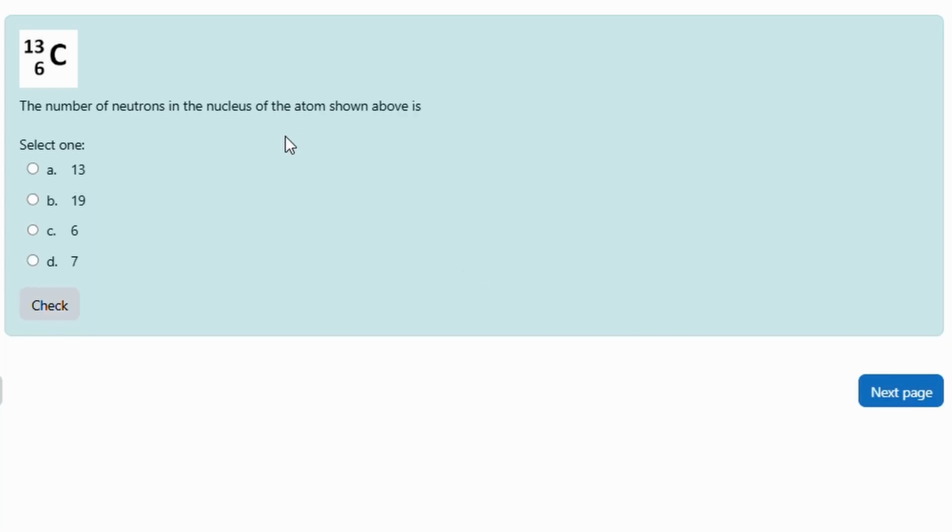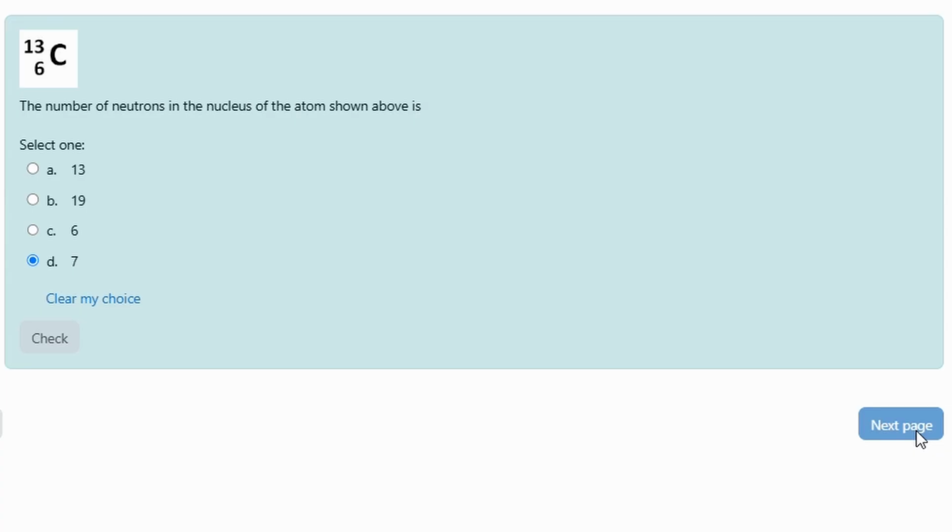Next, we have to give the total number of neutrons in the nucleus of the same isotope. The total number of protons and neutrons is equal to 13, the total number of protons is equal to 6, so therefore there must be 7 neutrons in the nucleus of this isotope of carbon.